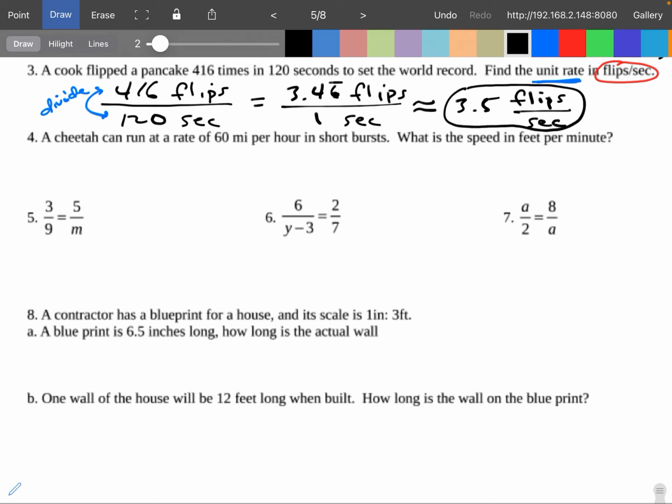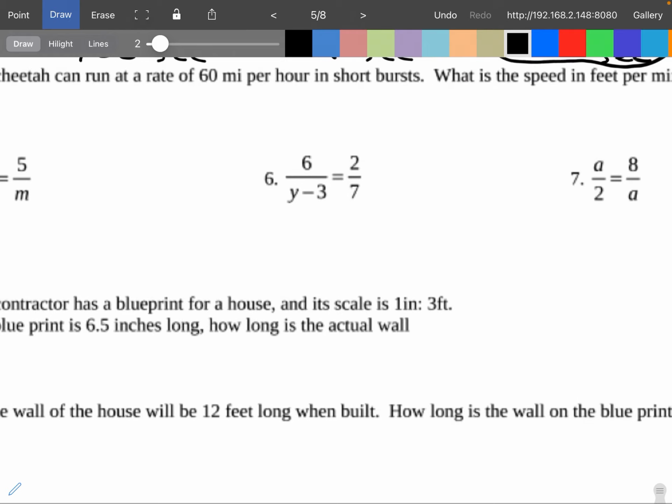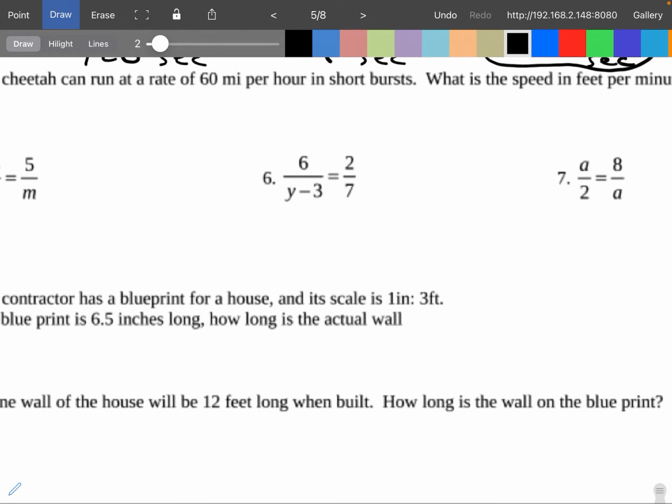All right, let's do number 4. Now number 4, that's a unit conversion problem. They're telling you that the cheetah can run at 60 miles per hour, and they want to know what that speed would be in feet per minute. So somehow we got to change the time unit, which was hours, into minutes, and then we got to change the distance unit from miles into feet.